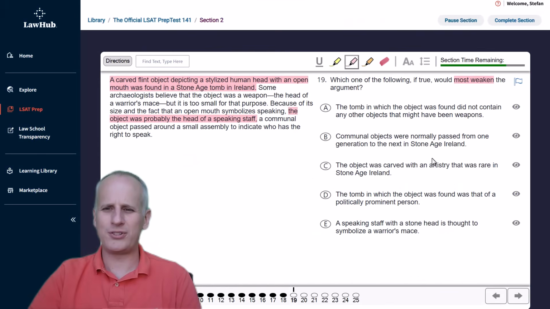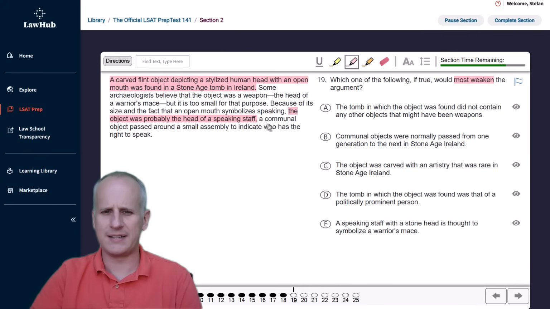The tomb in which the object was found did not contain any other objects that might have been weapons. So I might hold on to this because realistically, they were talking about it being a weapon, so maybe this is relevant, saying that there weren't any other weapons, so why would this be a weapon? So realistically, let's hold on to A for now. Then choice B, communal objects were normally passed from one generation to the next in Stone Age Ireland.